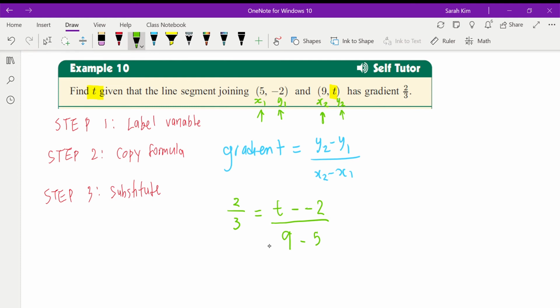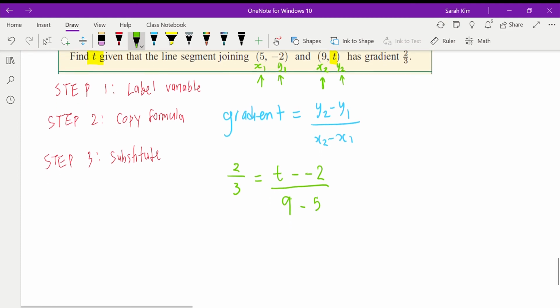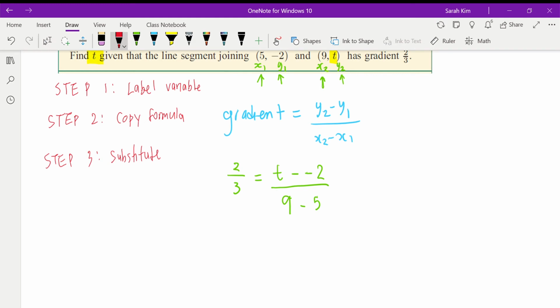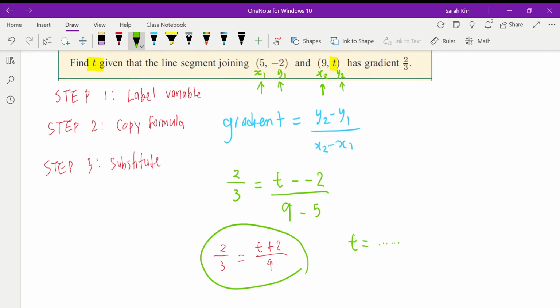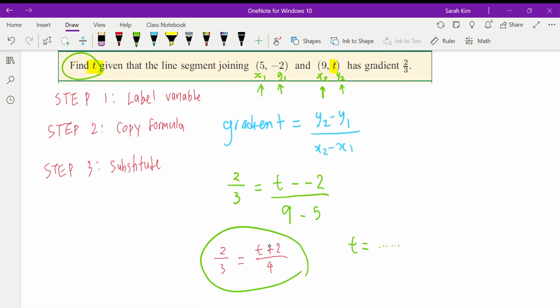Alright, we're almost done. I'm going to start simplifying stuff a little bit. So we should be able to solve this because, well, first of all, 2 over 3 equals t plus 2. So that minus turns into a plus. What's 9 take 5? Well, 9 take 5 is just 4. Now let's solve it. So basically we want to solve this equation and eventually get t equals, so we can find t, because that's what we want to do.